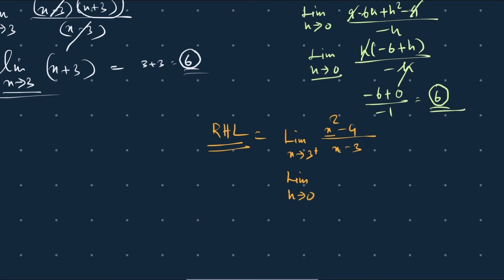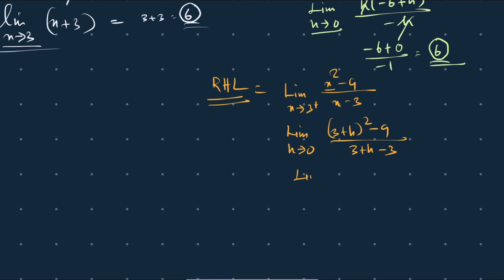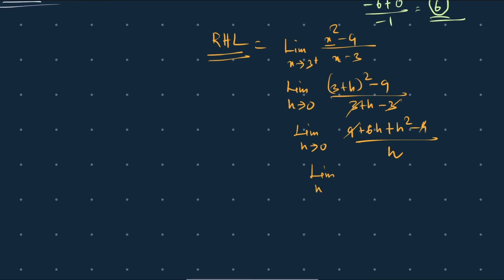Now what you have to do is replace this x by 3 plus h whole square minus 9 by 3 plus h minus 3. Okay, now limit h tends to 0, 3 plus h whole square is 9 plus 6h plus h square minus 9, by 3 cancel, this is simply h. Now this 9 will cancel, so the remaining is what? Limit h tends to 0 of 6h plus h square by h. If I take this h common, h by h, so h cancels, so 6 plus h. Now you replace this h by 0. So 6 plus 0 is equal to 6.